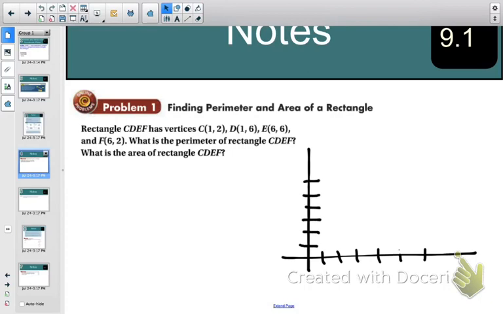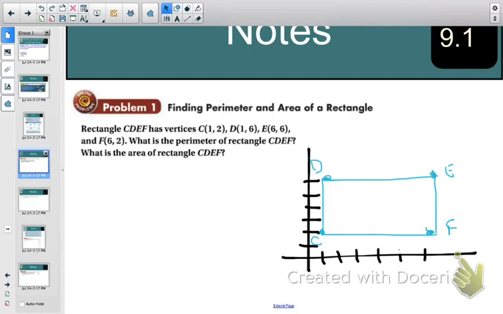All right, so the first point C is at (1, 2), so over 1, up 2. That's here. (1, 6) is the next point, so up here, and that is D. E is at (6, 6). And F is at (6, 2). Okay, so here's our rectangle. Sweet. Some pretty straight lines. Good job, me.